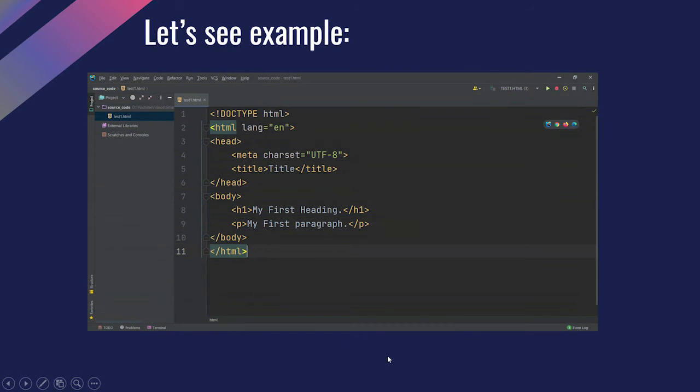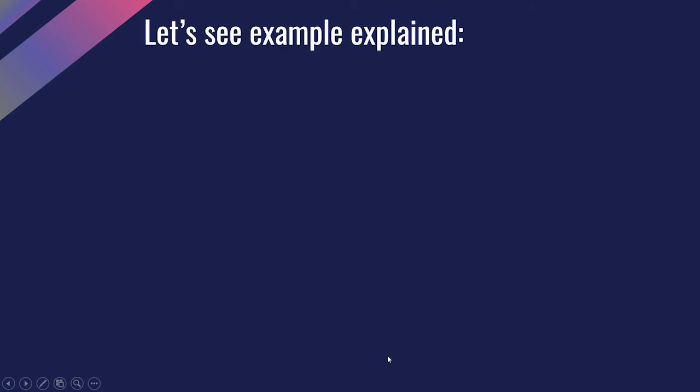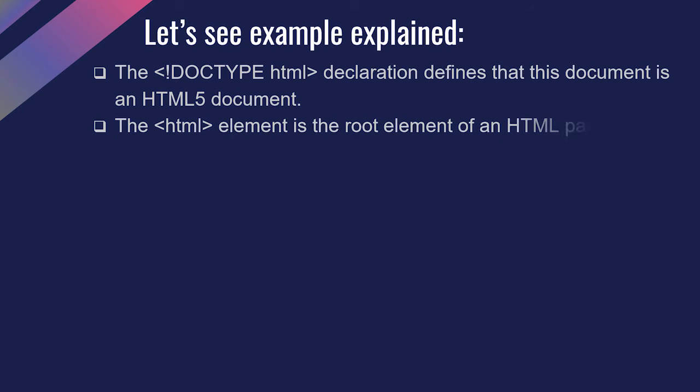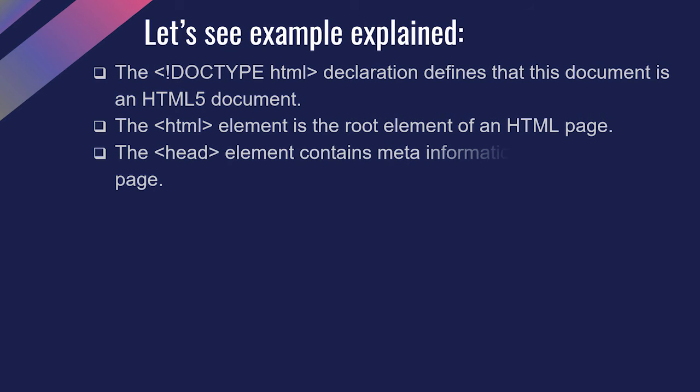Now let's see the example explained. The doctype declaration defines that this document is an HTML5 document. The HTML element is the root element of an HTML page. The head element contains meta information about the HTML page.